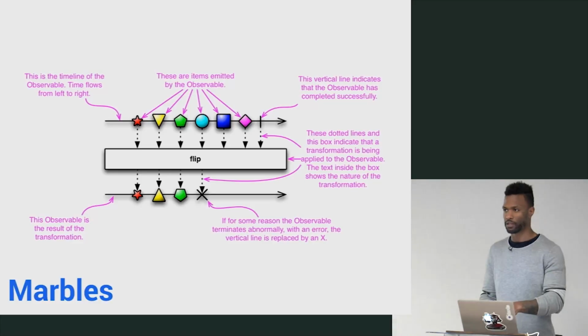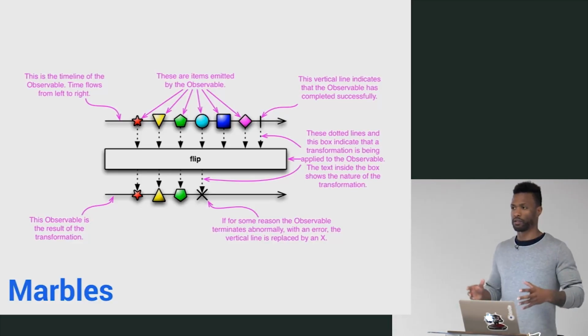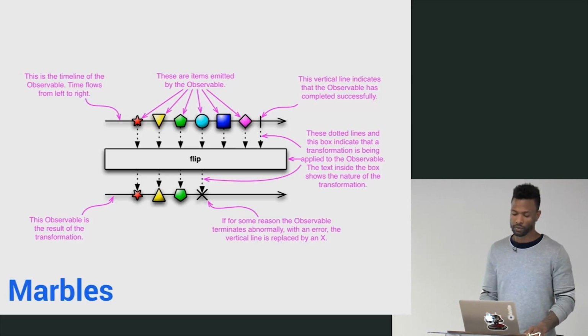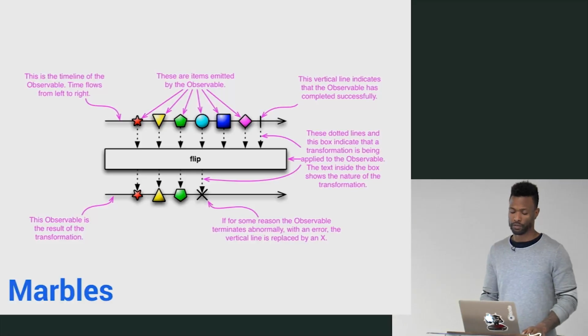And all these colorful objects on this chart are just events that start off before they go into the observable. And then this operator here that says flip, that's the operation that's going to happen on this observable. And on the bottom, that's the result of the operation when you subscribe to it.